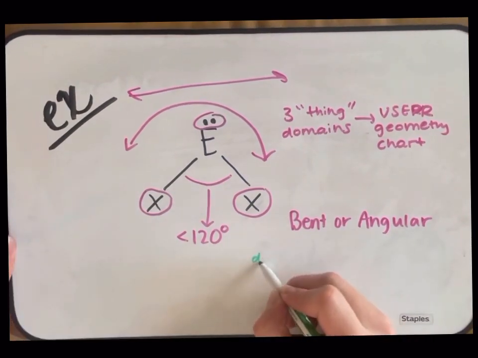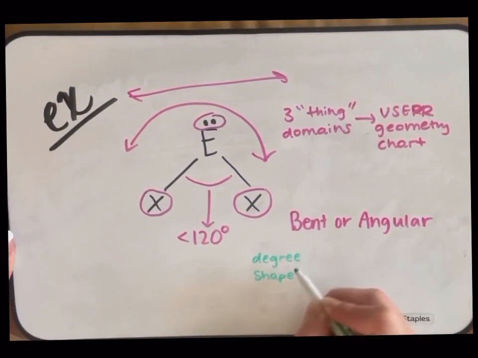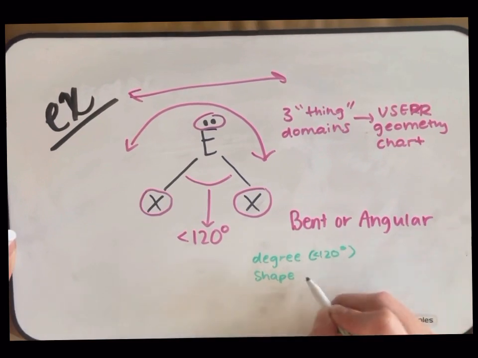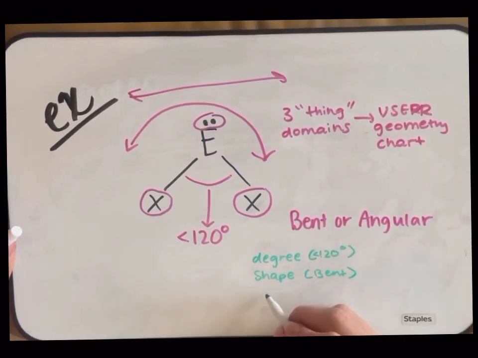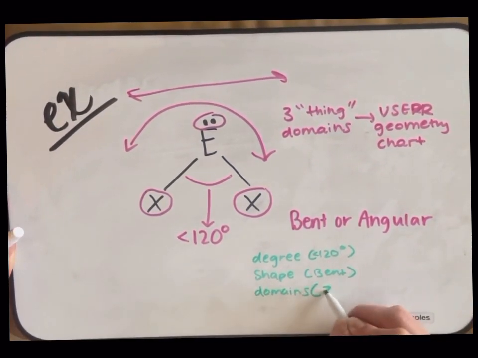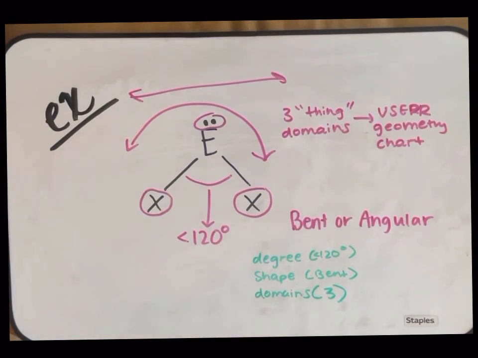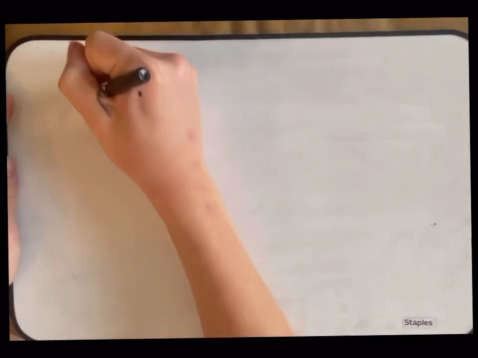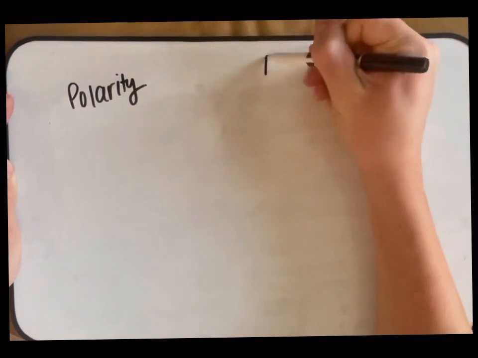So you're going to have to memorize almost all of those. What you're going to have to memorize is 3 things: the degree, which in this case is less than 120 degrees, the shape, bent or angular, and the domain numbers that are connected to it. All right.